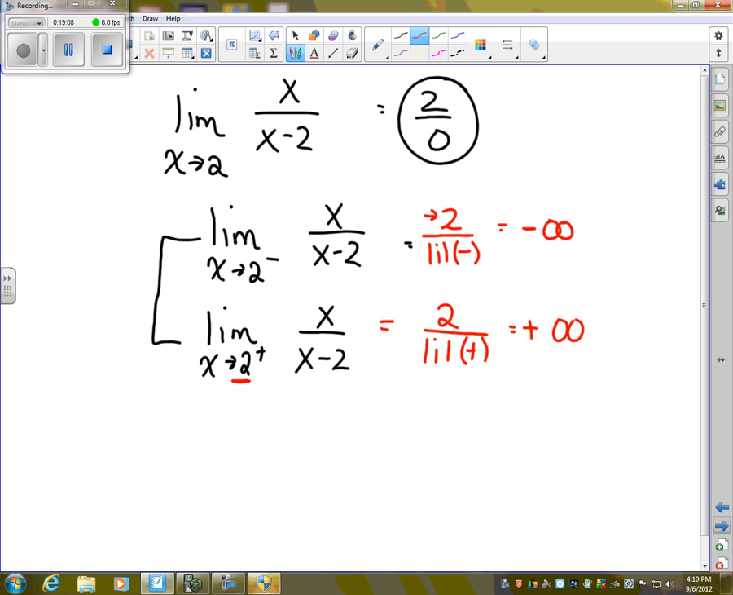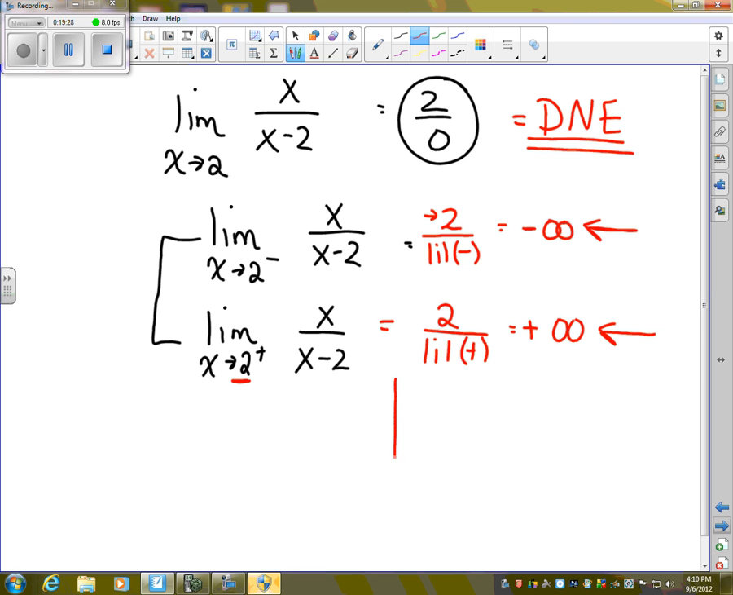Now, really important thing. The left-hand limit is going towards negative infinity. The right-hand limit is going towards positive infinity. So that tells me that my original limit does not exist. That the limit as x approaches 2 doesn't exist.